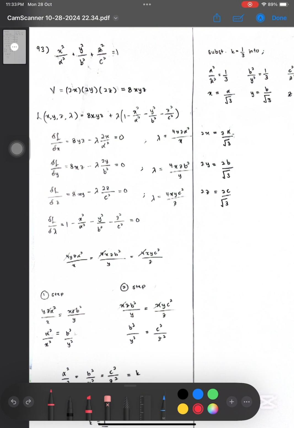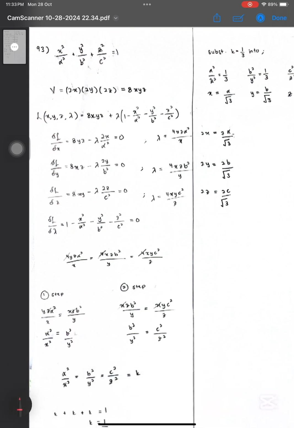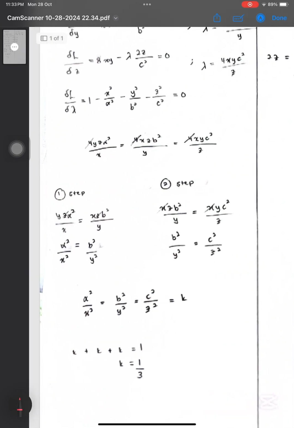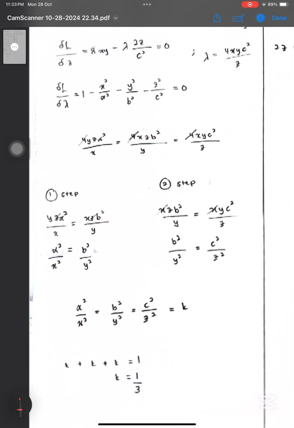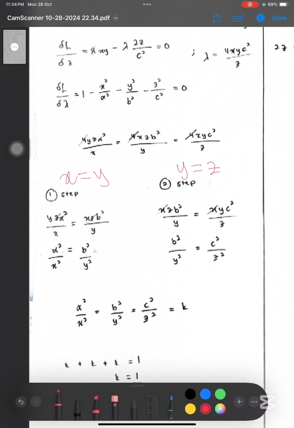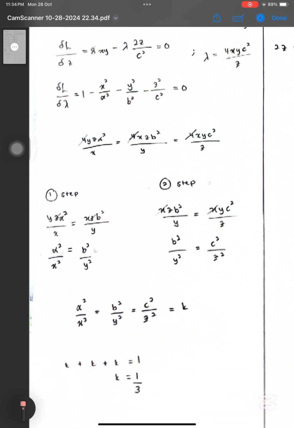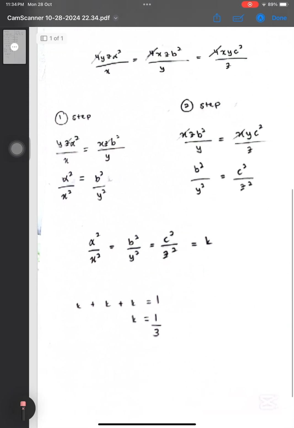We split it into two equations to make it easier. For the first step, we compare yz a squared over x with xz b squared over y. Here we get a squared over x squared equal to b squared over y squared. For the second step, we compare xz b squared over y with xy c squared over z, and we get b squared over y squared equal to c squared over z squared.